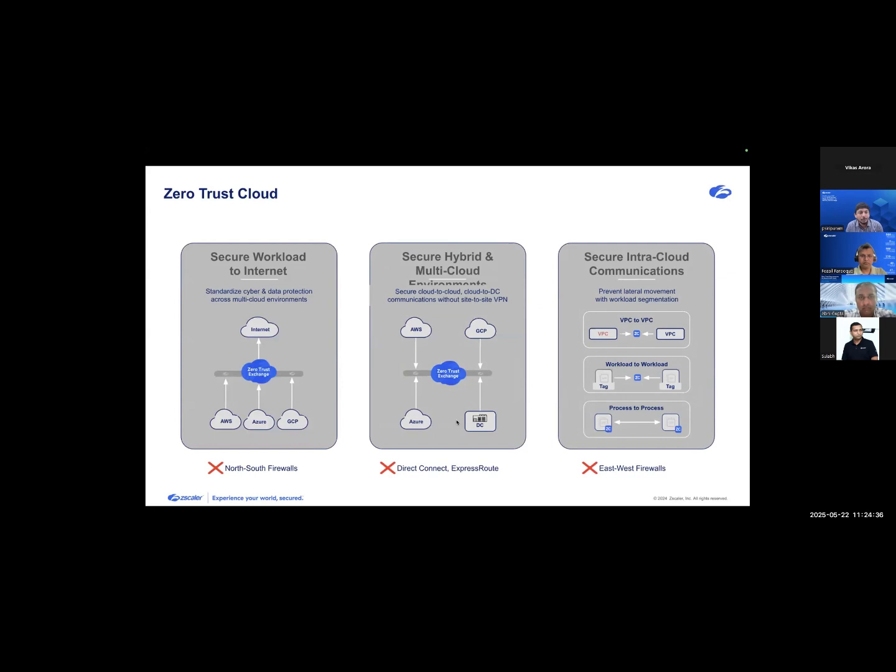Just to reiterate, there are three use cases which I would like to stress. One is the north-south firewall, which I have covered earlier, securing workload to internet, which is nothing but your workloads trying to access the internet. The second is multi-cloud or hybrid cloud connectivity, which is cloud-to-cloud connectivity, which we are going to cover in more detail in the next slides. And last but not least, we will also spend a little more time on east-west firewalls, which is controlling the traffic between the subnets or the VPCs, as well as controlling the traffic at the VM level or the process level, to be precise.